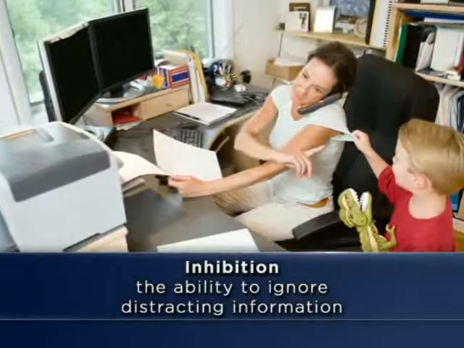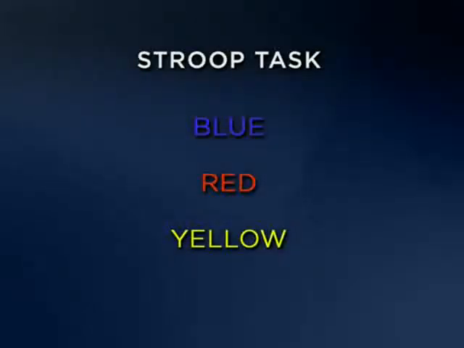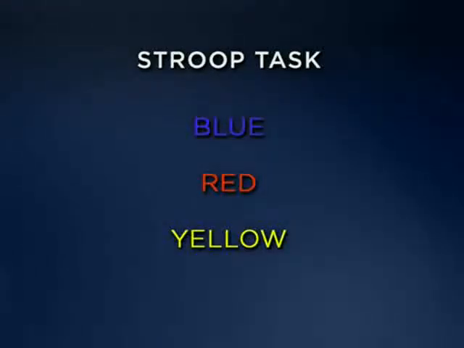Inhibition is the ability to ignore distracting information. For example, in what is called a Stroop task, I might ask you to look at a series of color words printed in different colors of ink. The words would be blue, red, yellow, green, and they'd be printed in blue, red, yellow, and green ink. Now, in some cases, the words are printed in the same color that they name, so you see red printed in red. But in other cases, red might be printed in blue. And what I'm going to ask you to do is to name the ink color, not to read the word.